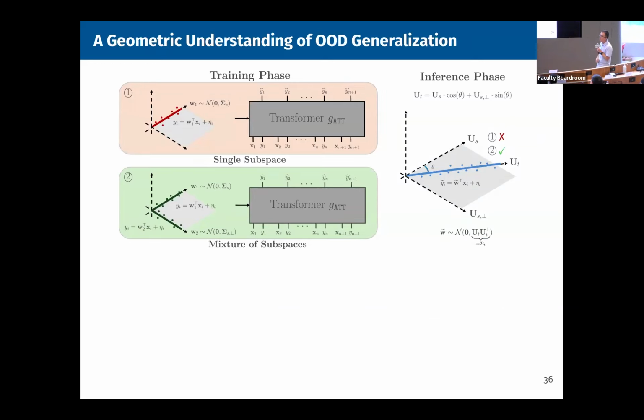So I want to ask you two questions. The first question is, suppose my setup is that we have two subspaces, right? So this is US and this is US perp. The first setup is that we draw samples on only one subspace, and we train the transformer to do in-context learning. And then in the inference phase, we are testing on UT, which is a different subspace. The subspace has an angle theta with the original training subspace. My question is, what would the generalization error be?